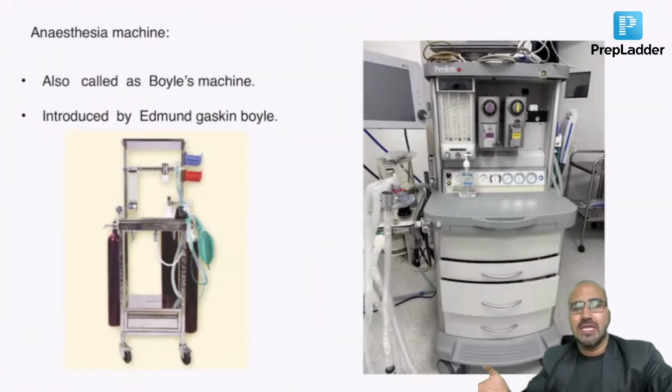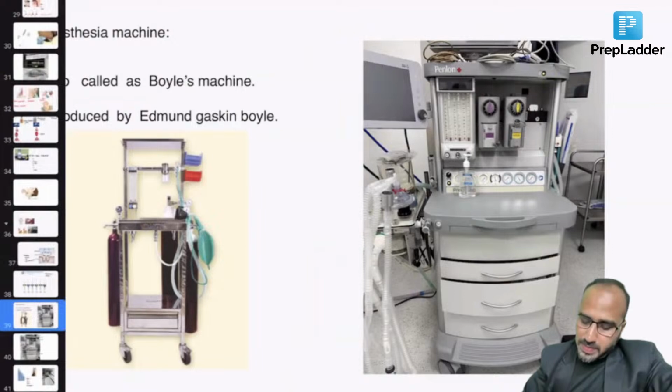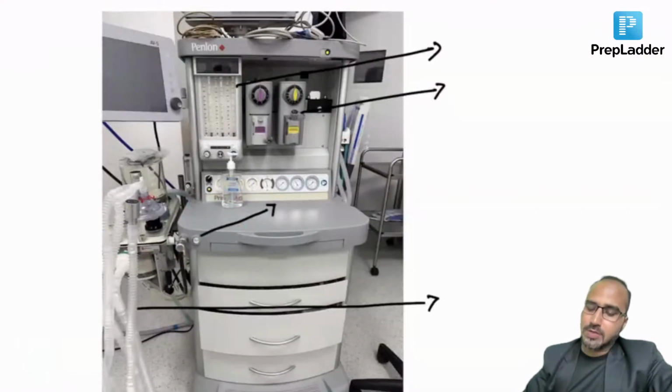Now next is the anesthesia machine. The anesthesia machine is an interface between the patient and the cylinders. Why? Because cylinders have a high pressure, and you cannot give that pressure to the patient. The machine will reduce the pressure and give it to the patient. Now in this machine, what you need to remember.